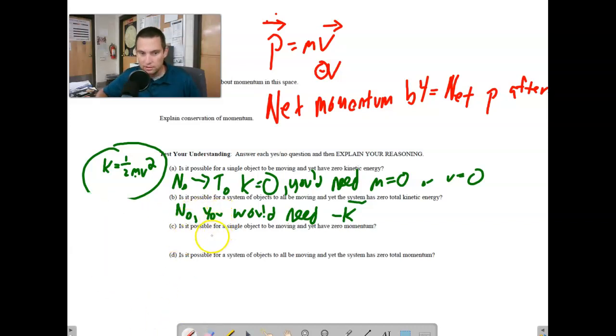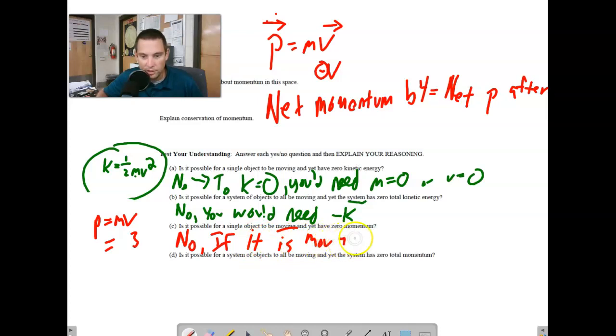Onto 3C. Is it possible for a single object to be moving and yet have 0 momentum? Well, our momentum equation is p equals mv. Moving implies some velocity. So if we have a velocity of 3, can we get momentum to 0? No. You would need to have a 0 mass. If it is moving, it has momentum, is where I would go with this sentence.